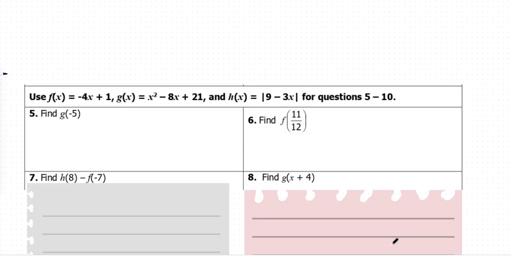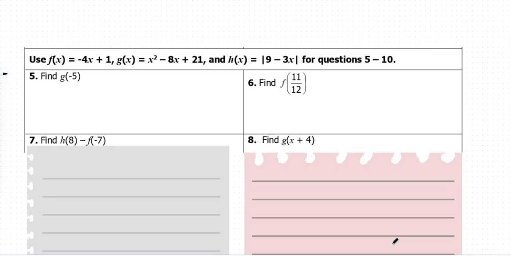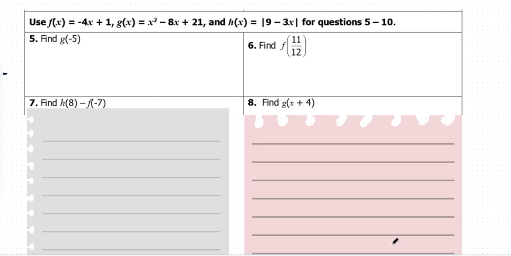When we're looking at this next page, we're still doing that first set of notes. It asked me to find g of negative 5. So that means I go to my g function, and I'm going to plug a negative 5 in. So negative 5 squared minus 8 times negative 5 plus 21. You can go straight to your calculator and type this all in as long as you put parentheses around your negative 5. And when you do that, you're going to come up with the answer of 86. And that is the answer.